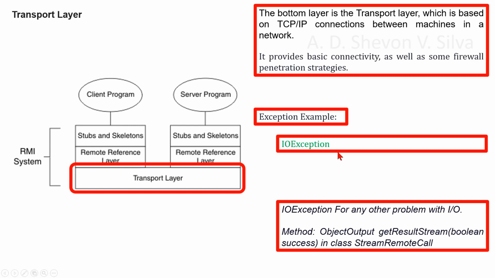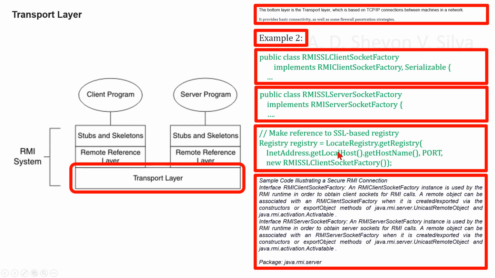As an example too, we can consider this sample code illustrating a secure RMI connection. This is basically modified to install and use a custom RMI socket factory. It uses RMI over an SSL transport layer. Factory and SSL here, using JSSE.